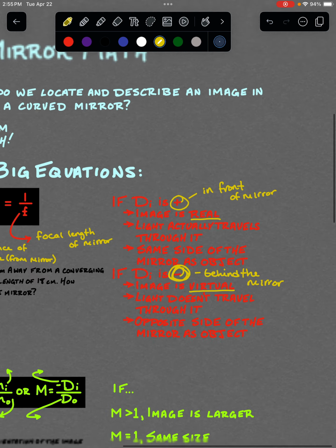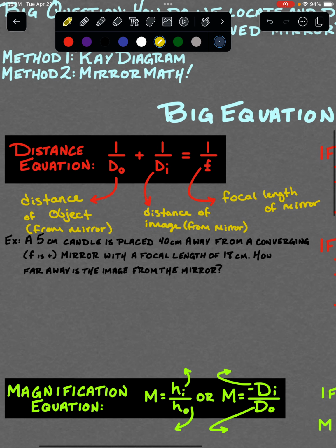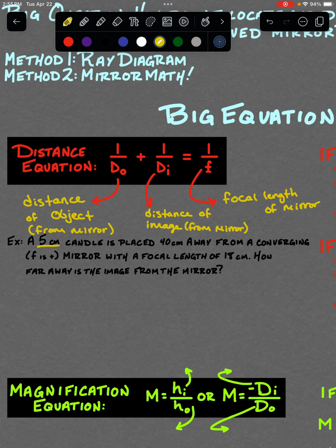All right, so let's try an example then. We have a 5 centimeter candle, and it's placed 40 centimeters away from a converging mirror, which means my focal length is positive. And that mirror has a focal length of 18 centimeters. How far away from the mirror is the image? All right, so we are looking for how far away the image is, or di. So let's write out the equation. 1 over dO plus 1 over di equals 1 over f. And we're just going to plug in all the values that it gave me.